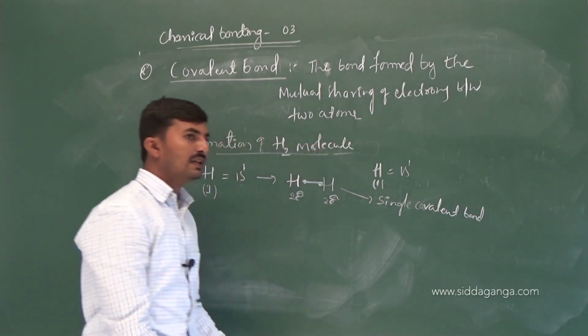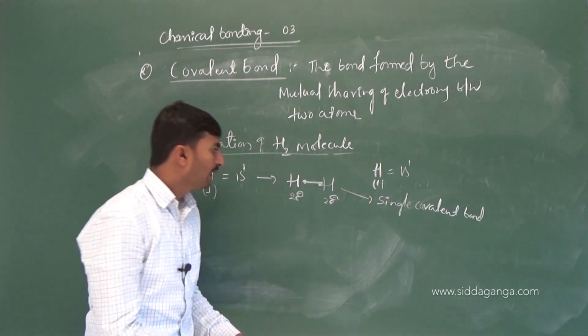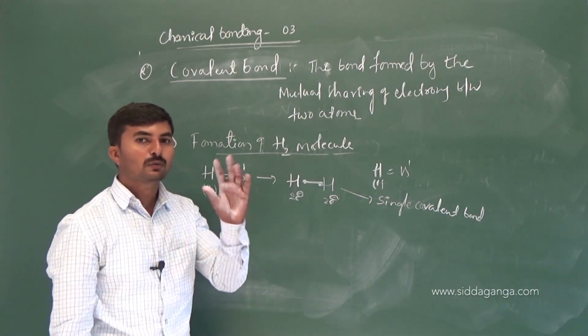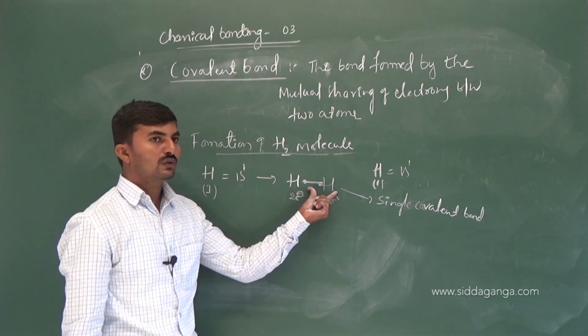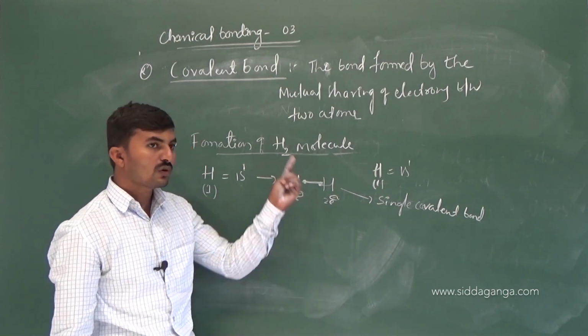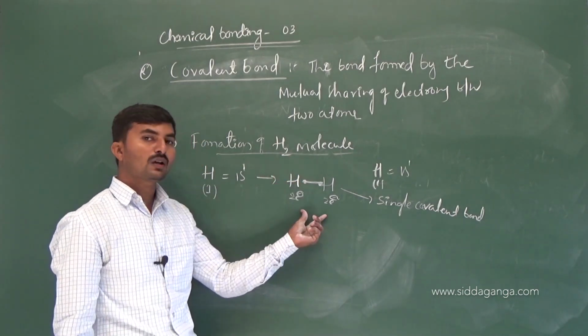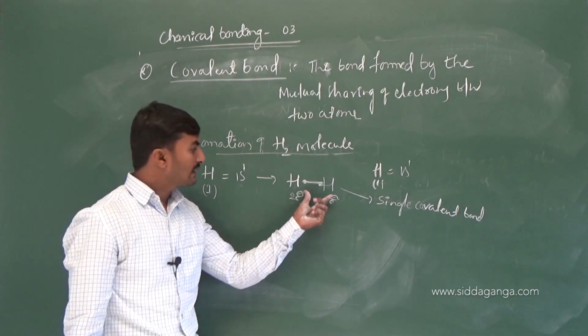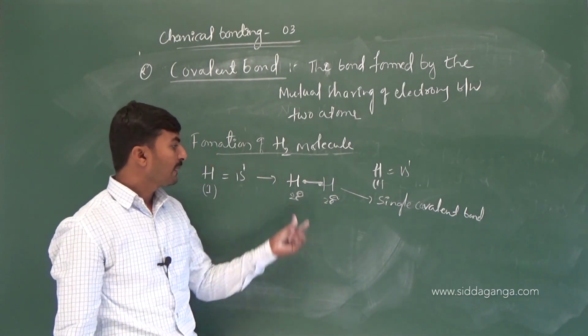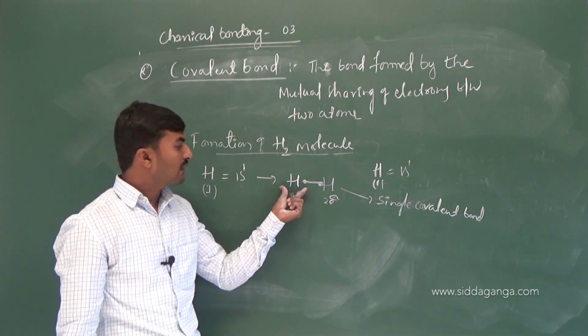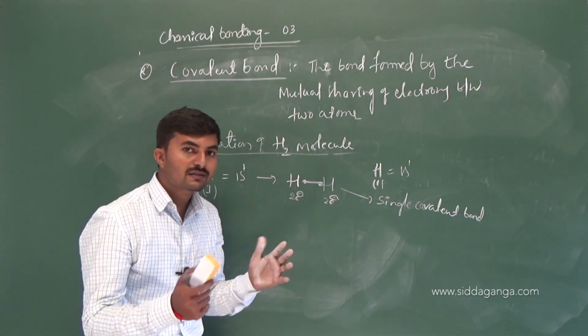Okay, now we said there are two types in covalent bond: polar covalent bond and non-polar covalent bond. And this hydrogen molecule, which one does it belong to? Whether it belongs to a polar covalent bond or a non-polar covalent bond? Yes, it belongs to non-polar covalent bond because the electronegativity of both the hydrogen atoms is the same.